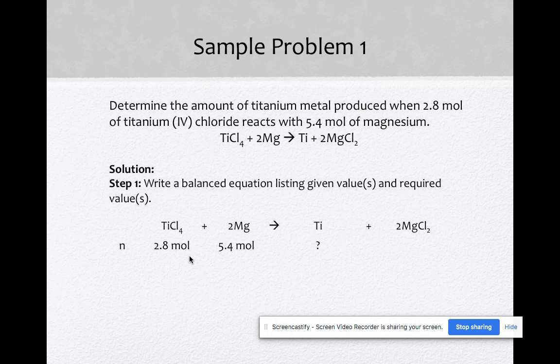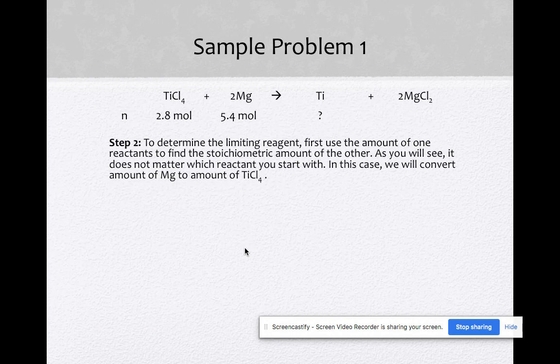Okay, so now we're going to try to figure out how we can determine which one of these two reagents, titanium chloride or magnesium, is the limiting reagent. And you're going to see that the way we go through it, it doesn't matter which one we pick. We'll get the same answer, and we'll work through both scenarios. So under step 2, it says determining the limiting reagent. First, use the amount of one of the reactants to find the stoichiometric amount of the other. And like I said earlier, it will not matter which one we choose.